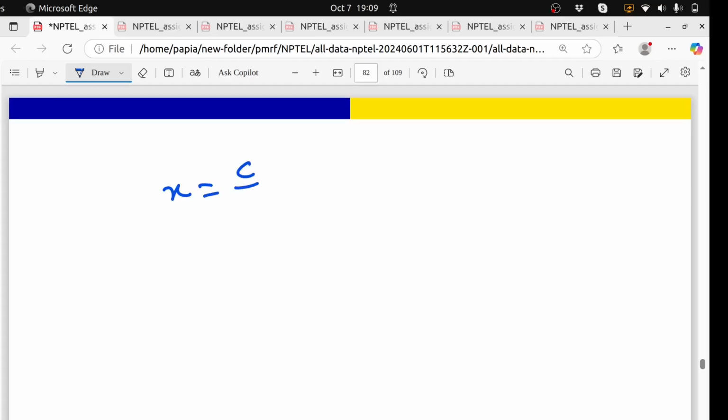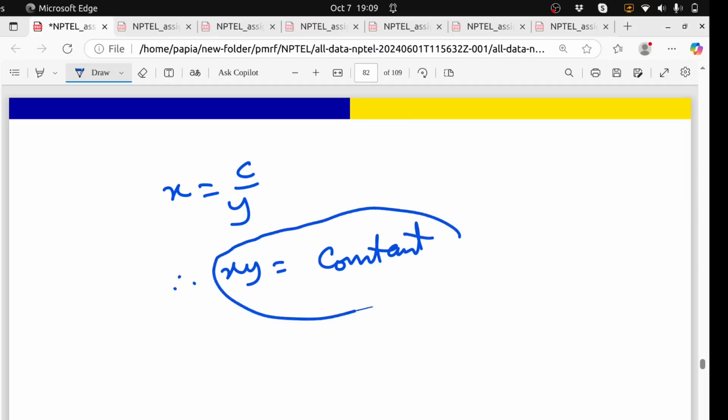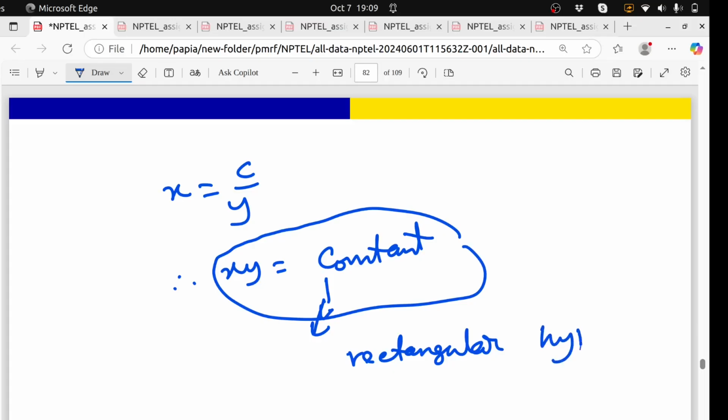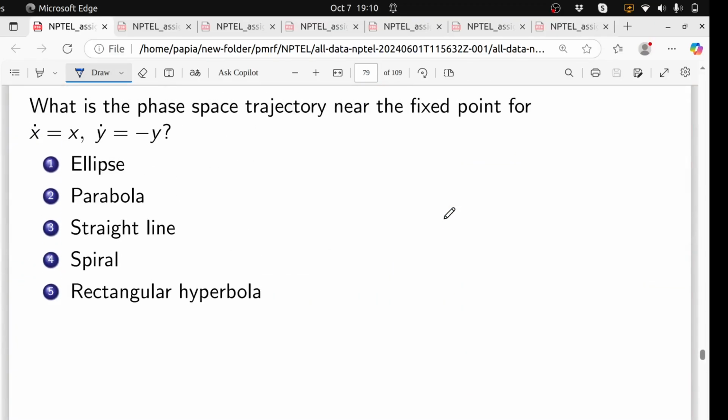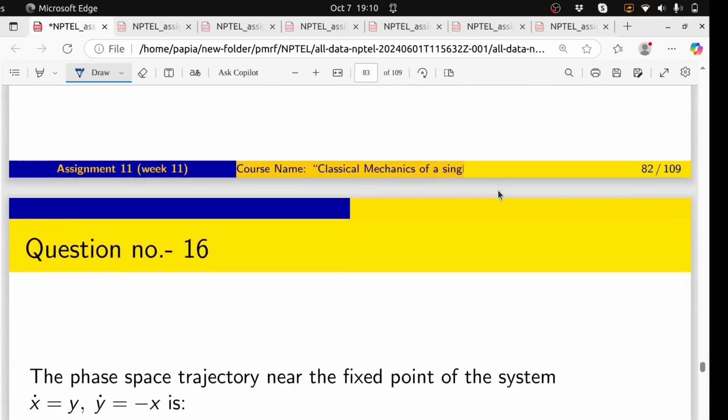So I can write x equals to c by y, which is xy equals to constant, and this equation is nothing but the solution for a rectangular hyperbola. So xy equals to constant is giving me the solution for rectangular hyperbola. So this one is correct. Okay. Now coming to the next question.